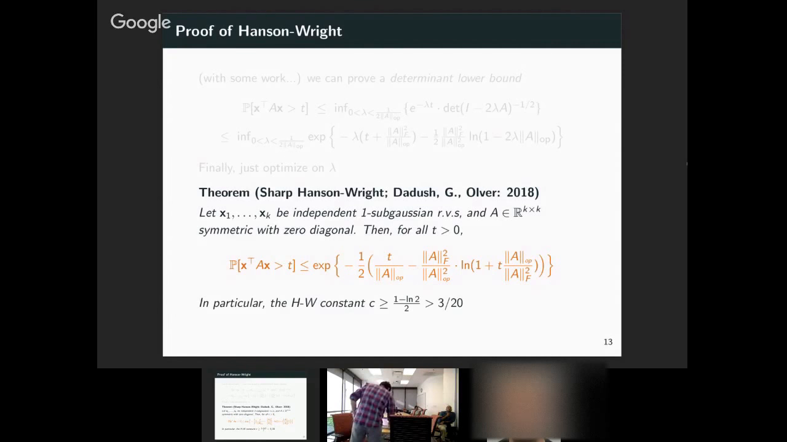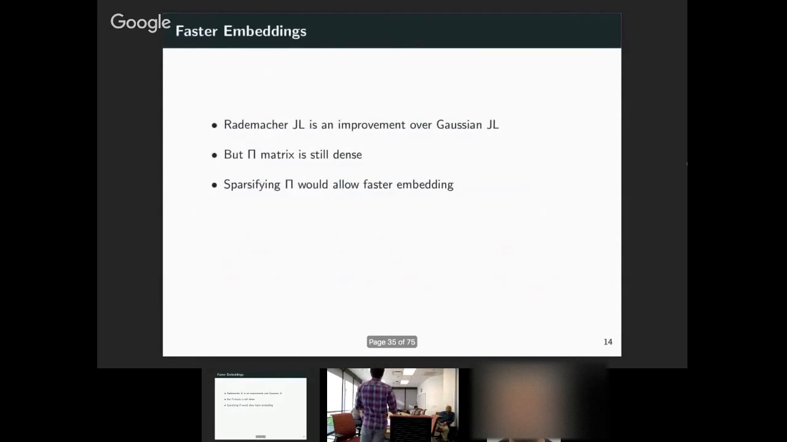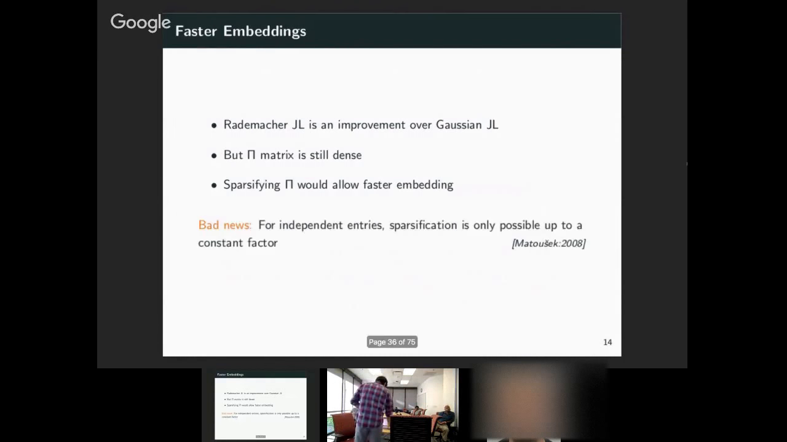Okay, great. So now let's turn to the question of sparsity. Of course, replacing Gaussians by Rademachers is a significant improvement, but we still end up with a matrix which is dense. And we would like to sparsify it so we can get a faster embedding. Now, the bad news here is that it was proved that for independent entries, this sparsification is only going to buy you a constant factor. So I don't know the exact constant, but I think maybe 1/3 of the coefficients can go away, but not much more than that. So that's what Ecleoptas proved, and Matuszek got a lower bound.